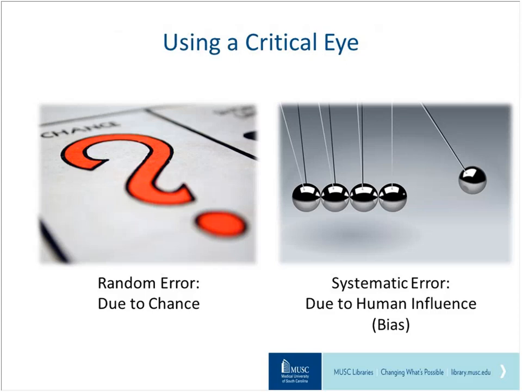It's systematic error, which is due to human influence, that we try to focus on in the critical appraisal process. That's because this systematic error, which is also called bias, can be minimized through the development of a strong trial protocol or a strong research protocol. And so that's what we're looking for in critical appraisal. How well was the study designed?